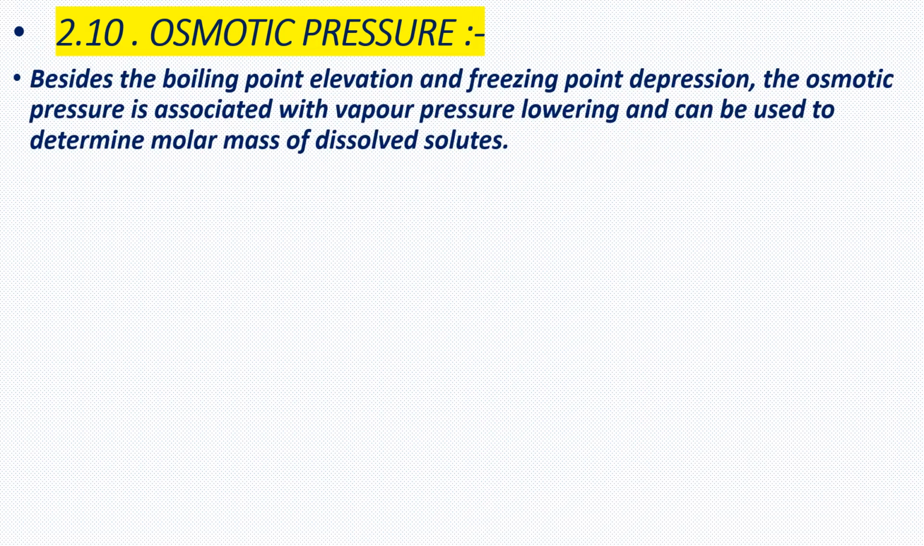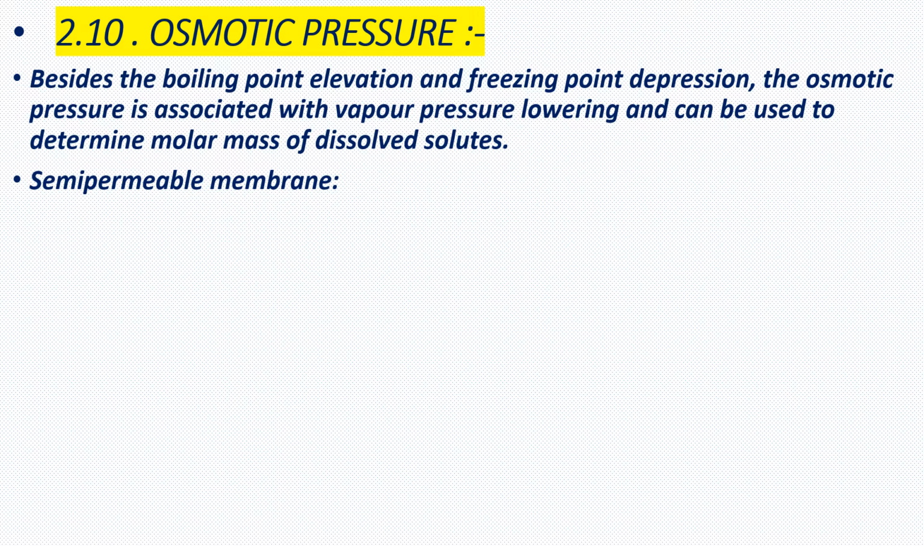Next point, that is point number 2.10, osmotic pressure, colligative property number 4. In this point you discuss what osmotic pressure is. Besides boiling point elevation and freezing point depression, osmotic pressure is associated with vapor pressure lowering and can be used to determine the molar mass of a dissolved solute.